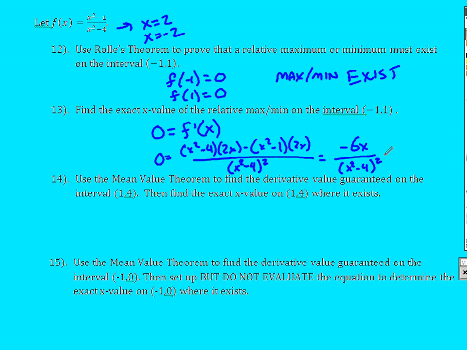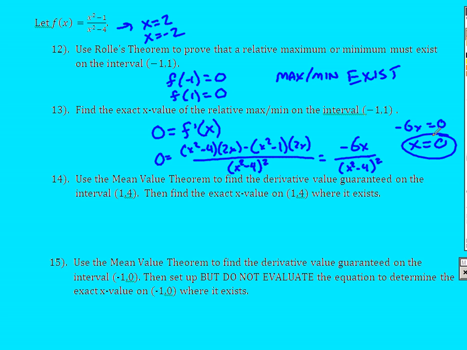We still want to set that equal to 0. Well, the whole fraction equals 0 when the top equals 0. So that means negative 6x equals 0, or just x equals 0 is my answer for the x value.